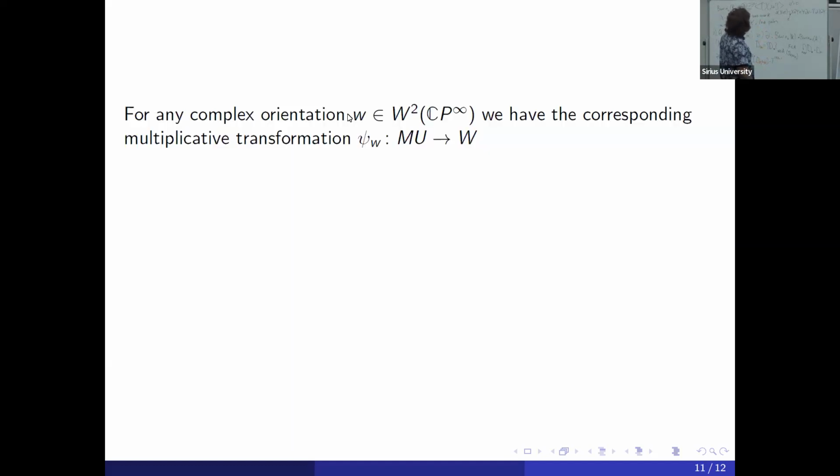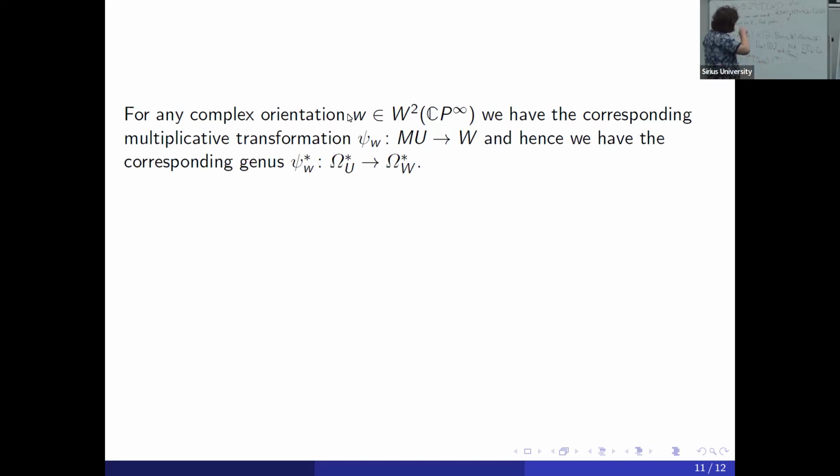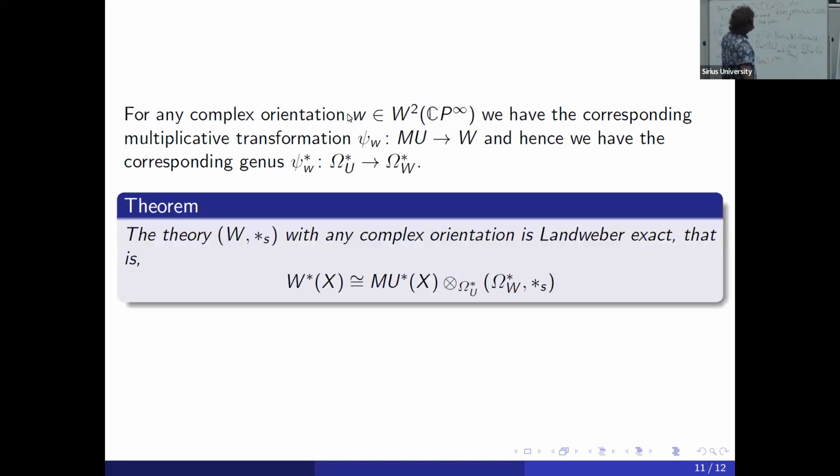And the final part: for any complex orientation, we have the corresponding multiplicative transformation. It is not, for example, a multiplicative projection, because it is not surjective on coefficients by the previous result. But we have some multiplicative transformation. We have the corresponding genus, and we have the following result.